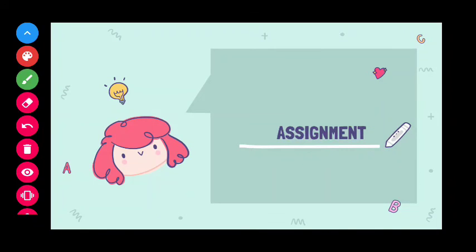So let's get to the assignment. As usual, I will be pausing the screen for a while. You can take a screenshot of the screen, or you can write down the questions as usual.